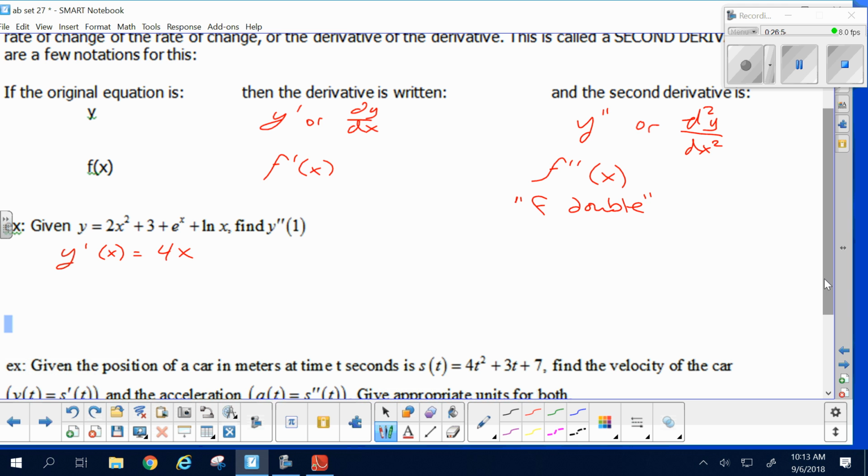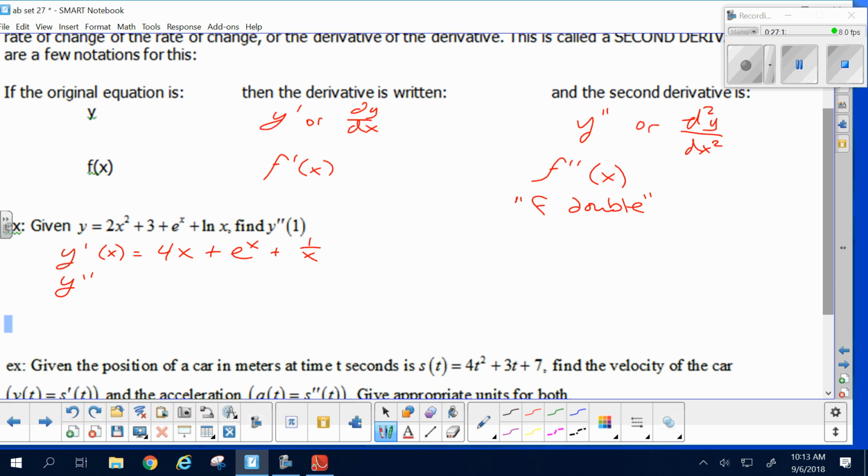4x. What's the derivative of 3? 0. Leave it out. What's the derivative of e to the x? E to the x. And what's the derivative of natural log? 1 over x. Now that's y prime. Notice I say that's y prime at all x's. I'm not going to put 1 in until I get to the second derivative. So don't sweat the 1 right now.